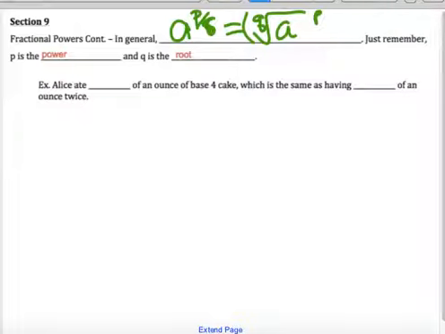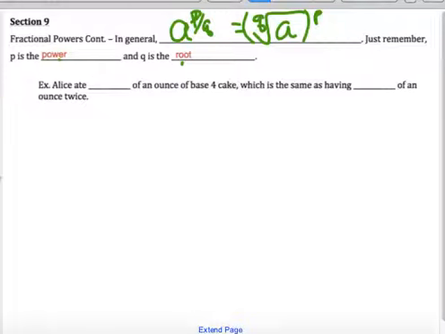I'm going to put that in parentheses so we know that that power is affected last. So a to the p divided by q is equal to the q root of a to the p power. Okay? And again, p is the power and q is the root.